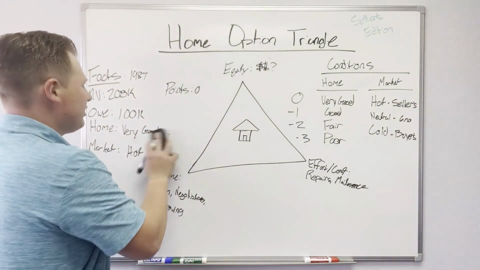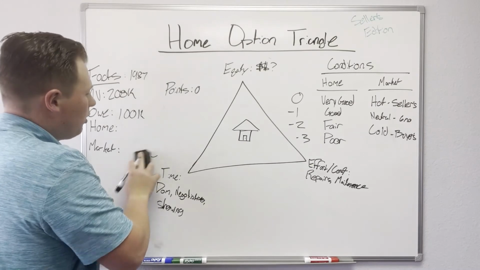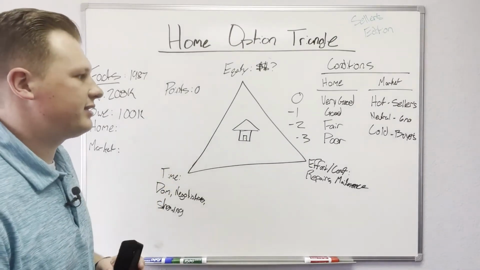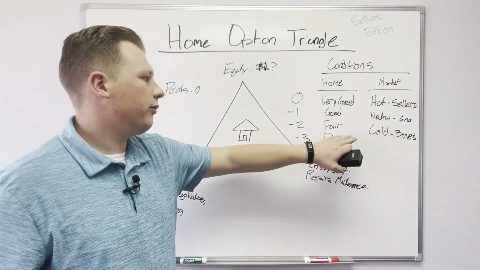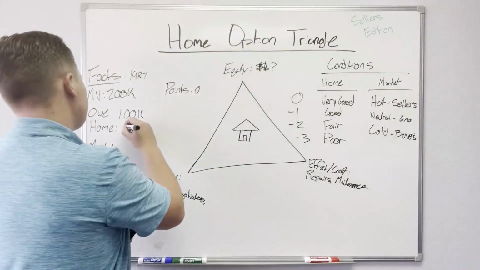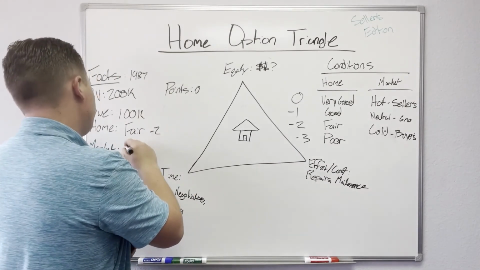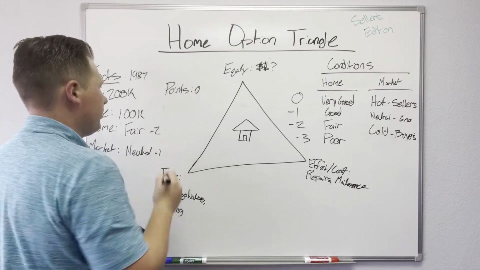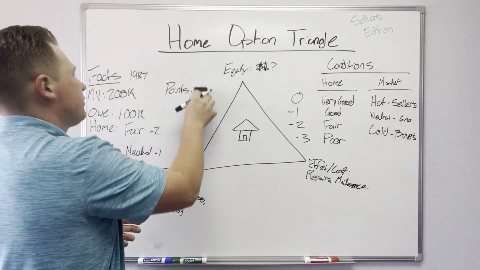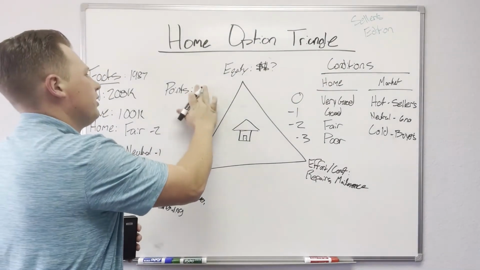Now, the last scenario that we'll jump in really quickly, just to give you one more example, is let's just say that we are in a neutral market and our home is in fair condition. So fair, negative 2, neutral. Now this is something to really note here, because now we have negative 3 points, but you never really want to give more than 3 points.